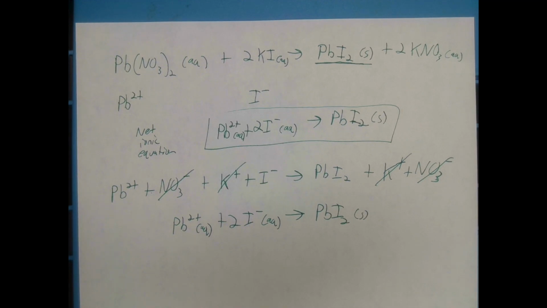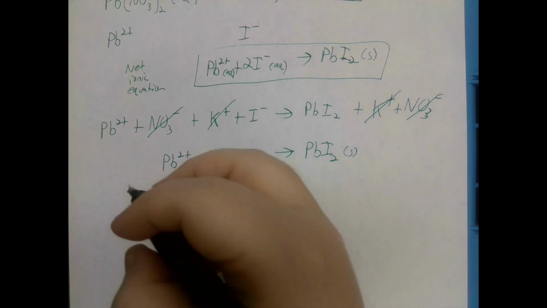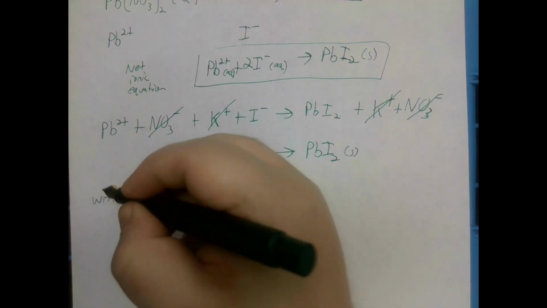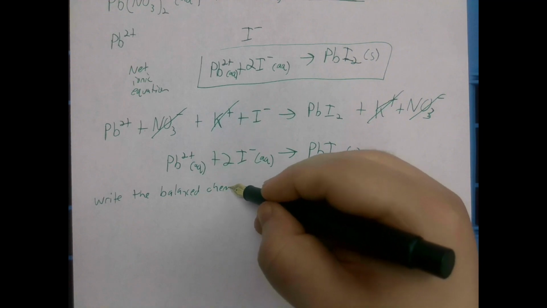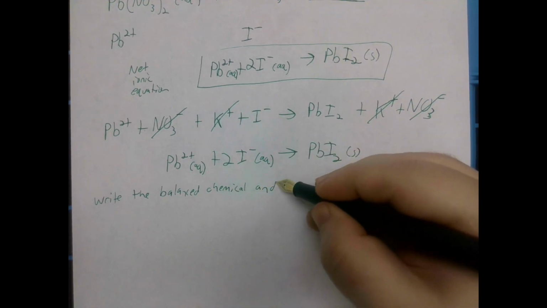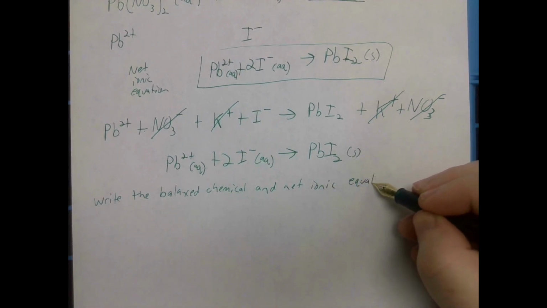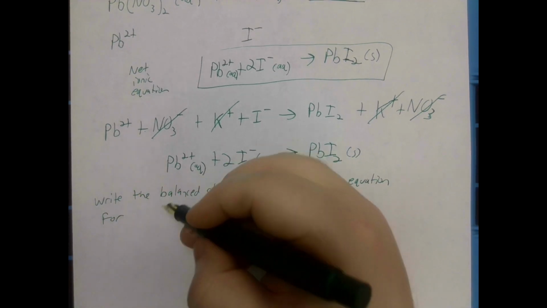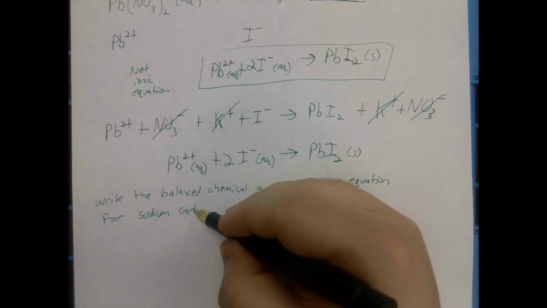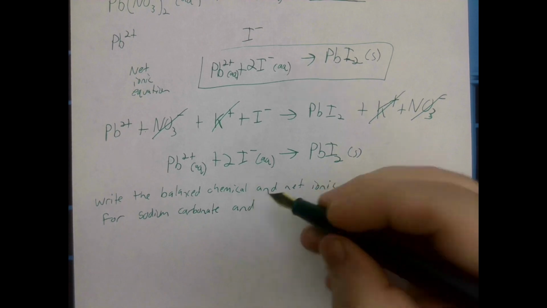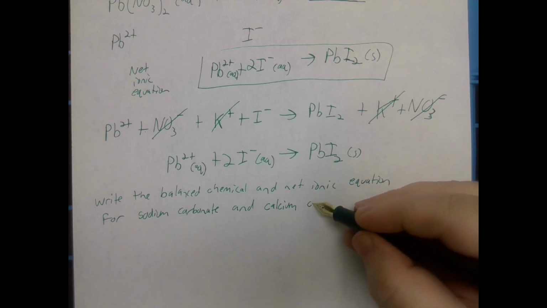So let's do another example. Write the balanced chemical equation for sodium carbonate and calcium chloride.